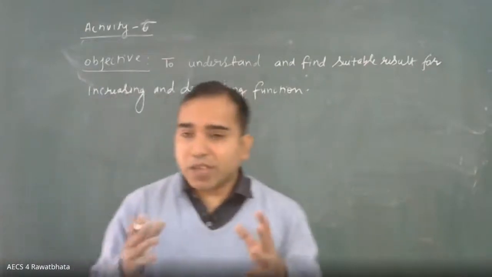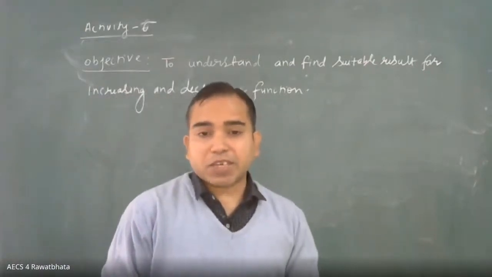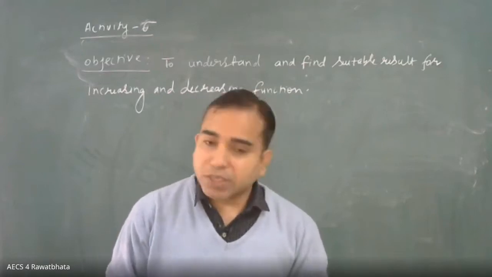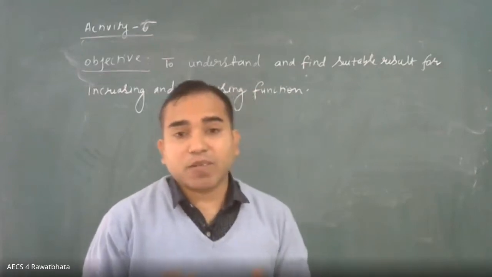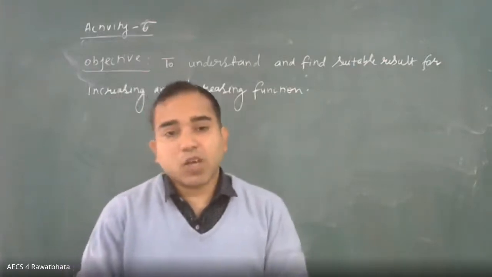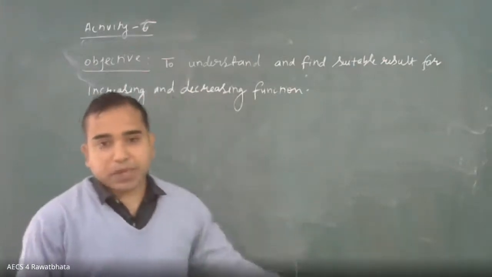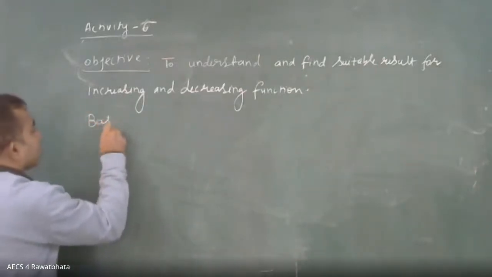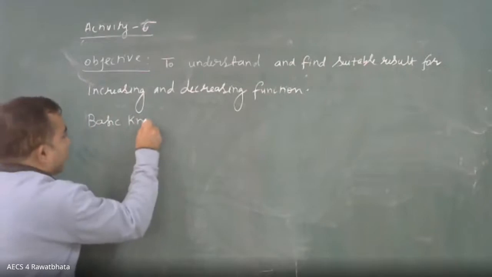For an increasing function, the derivative f dash x is always greater than or equal to 0, and for a decreasing function, f dash x is always less than or equal to 0. This is the concept. We will bring this same concept in the end. So let us begin. Basic knowledge.